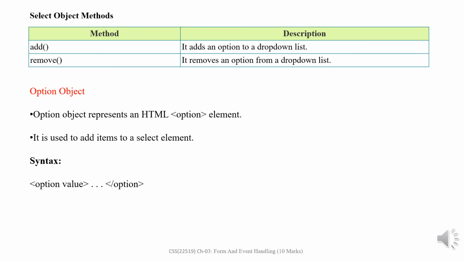So what is an option? Next is our option object. The option object represents an HTML option element. It is used to add items to a select element. The syntax of option is <option value>, where there are a number of values in the drop down list, and then the end of the option tag.